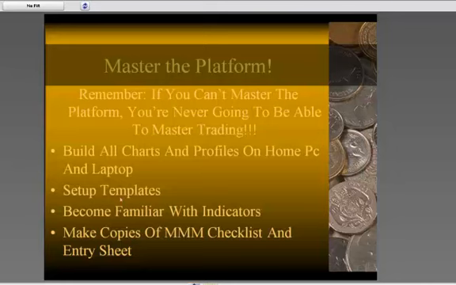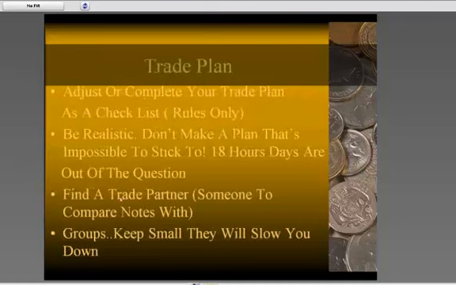Build all the charts and profiles on your home PC and your laptop. Why do I need to do my laptop, Steve? I don't even use it to trade. What if your stuff goes down and your power goes out? I live in Florida, the lightning capital of the world. Guess what happens? We get power fluctuations all the time. Sometimes battery backup is not enough. Set up all your templates. Become familiar with all the indicators that we used in here. Make copies of the checklist that I gave you. I know they're not in there. You will have them.